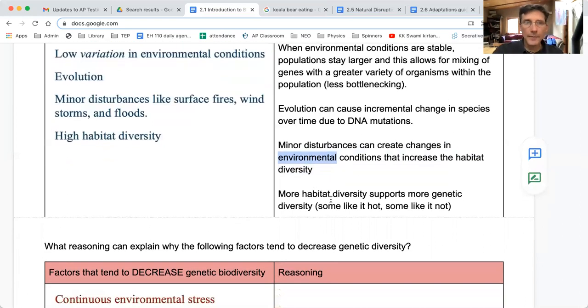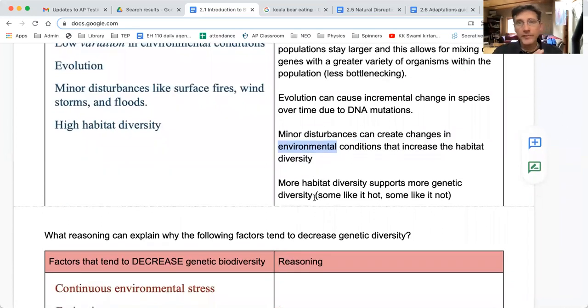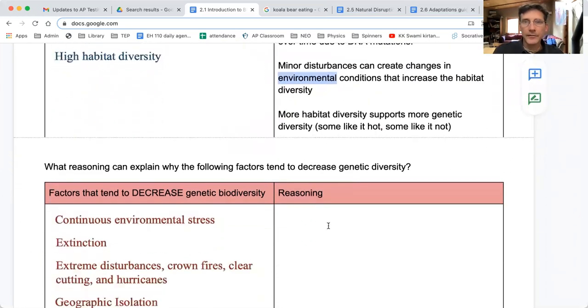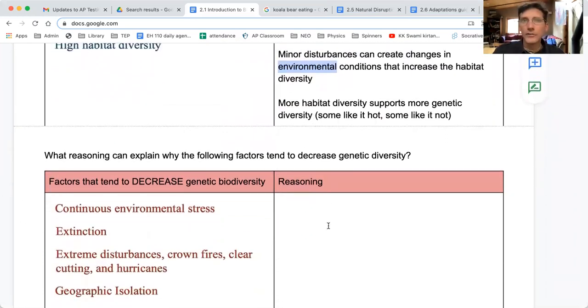And high habitat diversity leads to more genetic diversity, just from the idea that some like it hot, some like it not. Each individual of each species is its own individual. It has its own genetic blueprint. Unless you're an identical twin, there's no other human that has the same genes as you. Those genes also indicate our preferences, like how warm we'd like to be, what kind of environment we like to be in, whether we like being in the sun for a lot of time or not very much time, things like that. So the more habitat diversity, the more we can please all the individuals within a population.